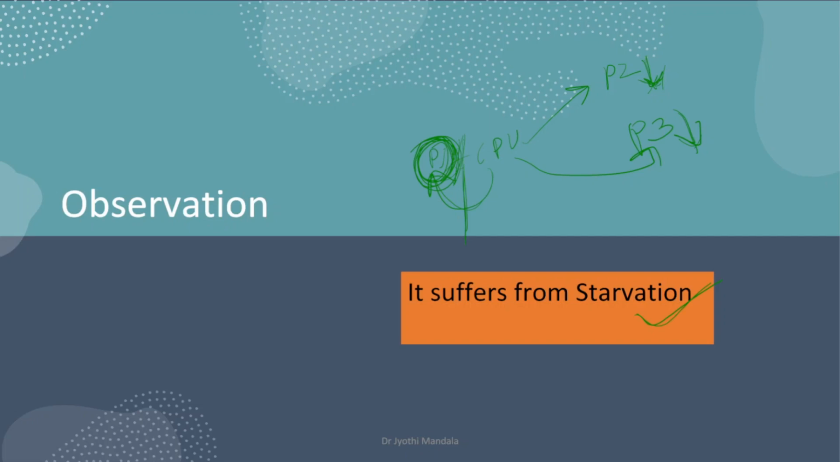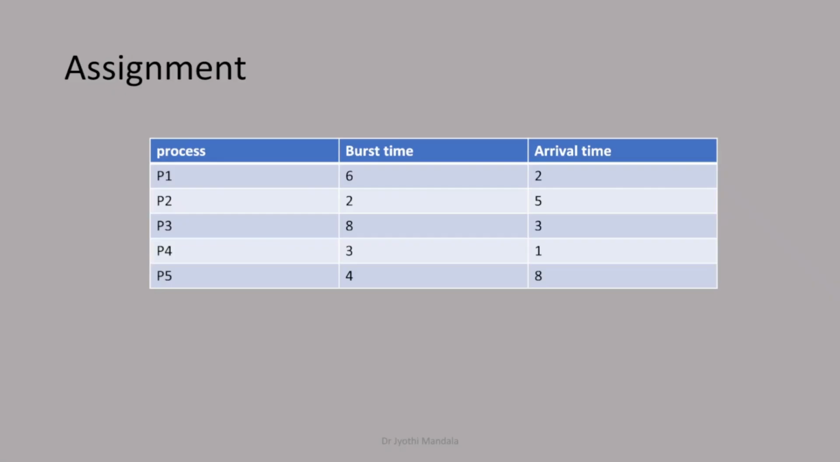So this is called starvation, and that is the only observation that we got from shortest remaining time first. Now here I have given you one assignment. Make a note of these 5 processes with the burst time and arrival time. Try to calculate the average waiting time and average turnaround time using the shortest remaining time first algorithm.